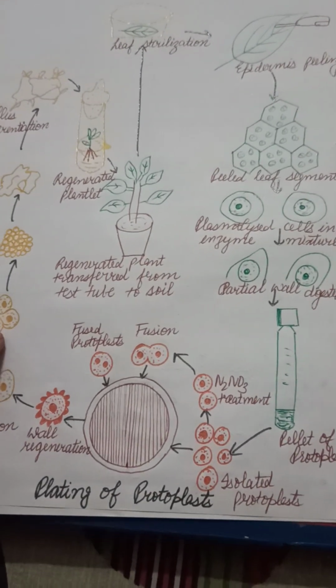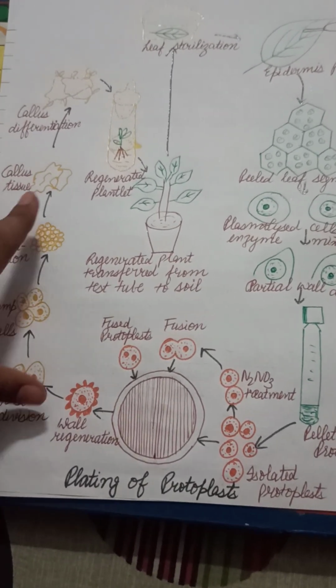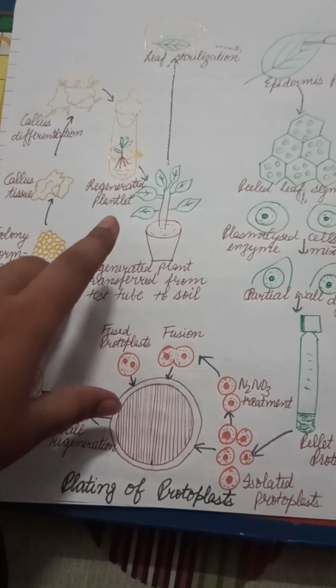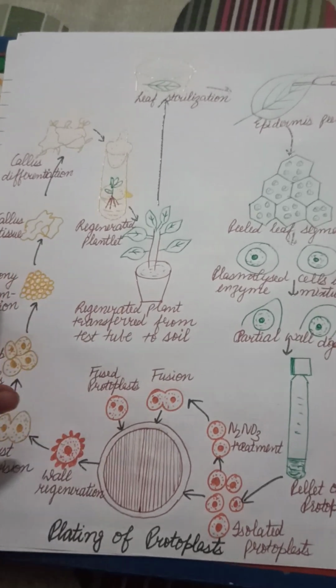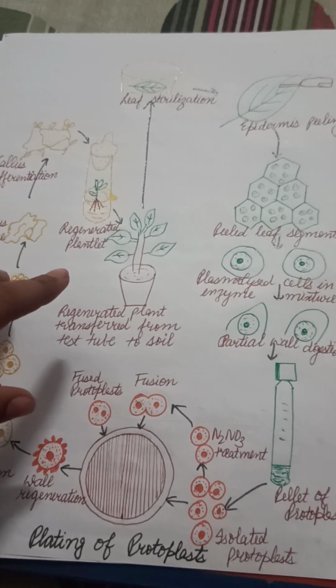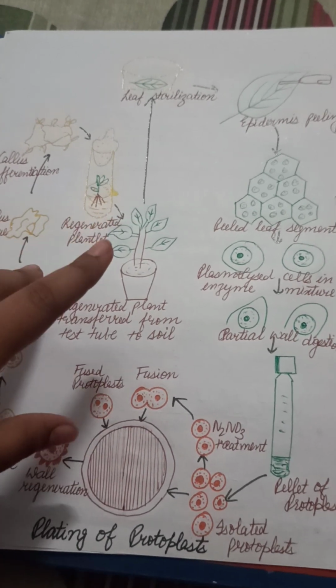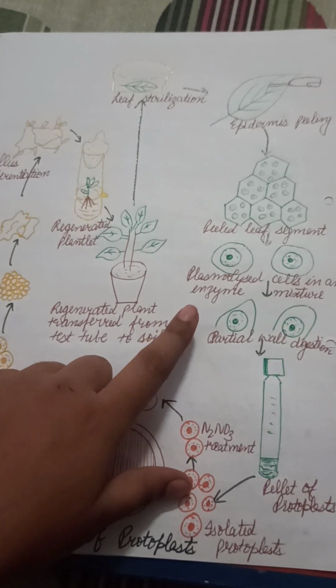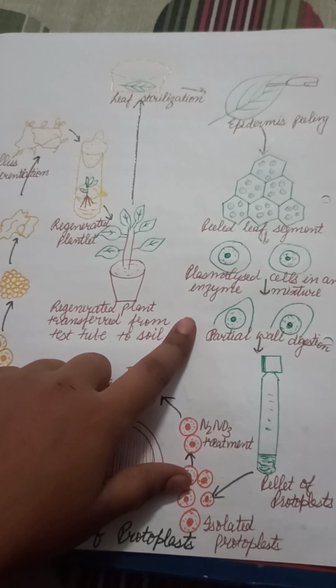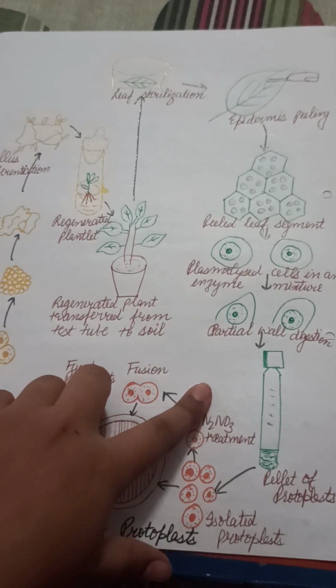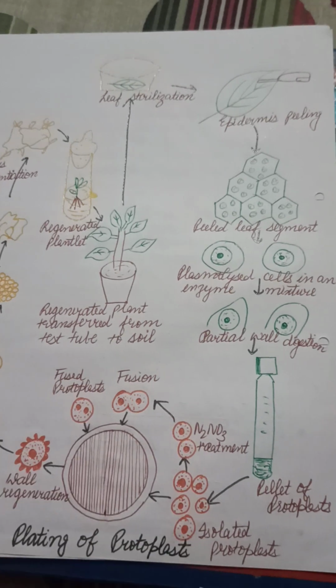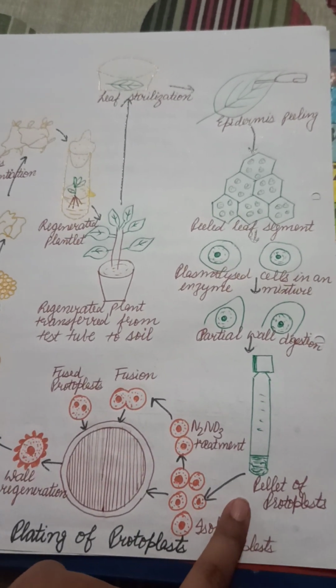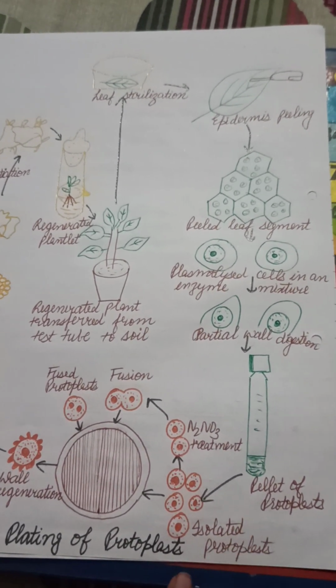Let's have a look at this picture. Firstly, we take a plant and then we take an explant. In this case, we take a leaf as explant. Then we sterilize the leaf. Then we do epidermis peeling. Then the peeled leaf segments are plasmolyzed in an enzyme mixture. Then partial cell wall degradation occurs. Then we centrifuge it and get a pellet of protoplasts.